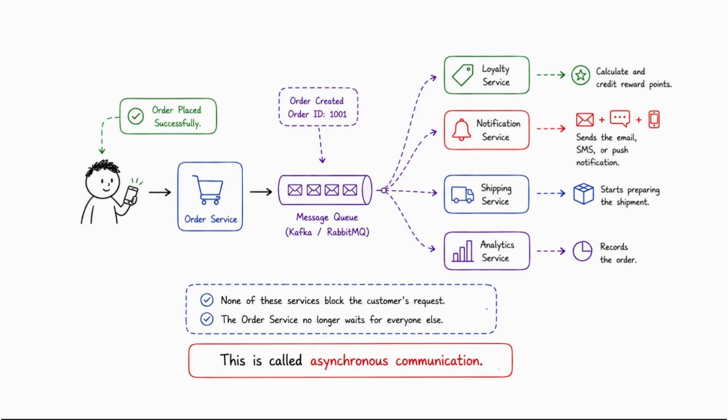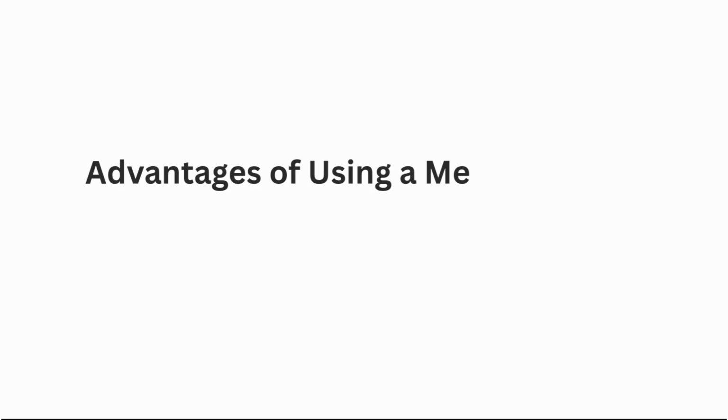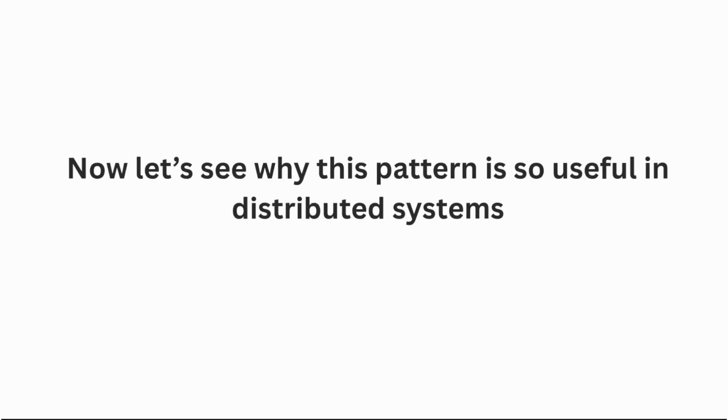This is called asynchronous communication. Instead of saying do this right now, the order service simply says the order has been created. Here is the event. Process it whenever you are ready. Now let's see why this pattern is so useful in distributed systems.